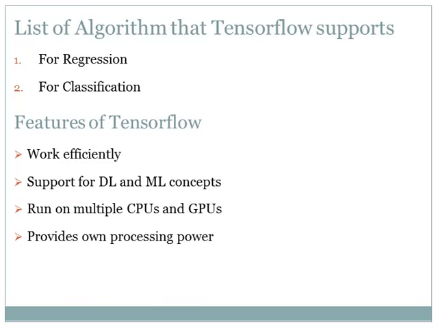Now let's see the list of algorithms that TensorFlow supports. First one is regression. In linear regression we can use tf.estimator.LinearRegressor, and then boosted tree regression, tf.estimator.BoostedTreesRegressor. The second one is classification. In classification we can use linear classifiers, deep learning combined classifiers, and boosted tree classifiers.